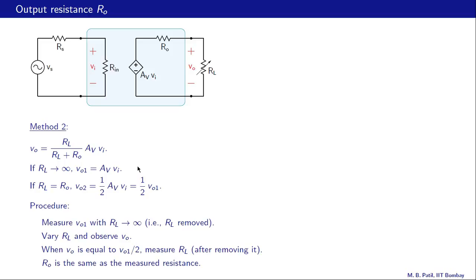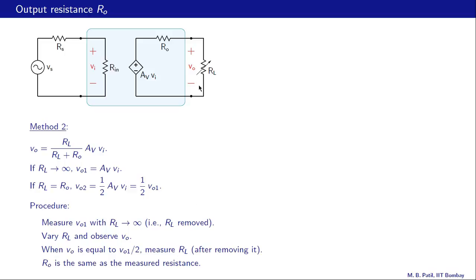So these equations suggest the following procedure. Measure VO1 with RL equal to infinity. What is RL equal to infinity? That is RL removed. So we have removed RL, measured VO, and we have called that VO1. Now put the resistance back, put a pot over there and vary the load resistance, and measure VO. And when VO becomes equal to VO1 by 2, we measure that particular value of RL.